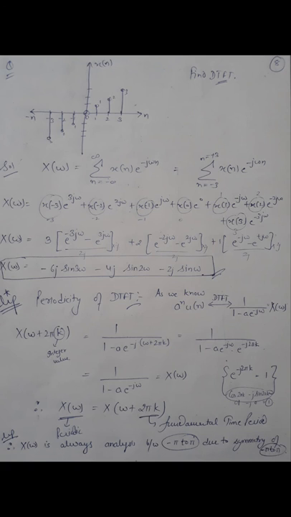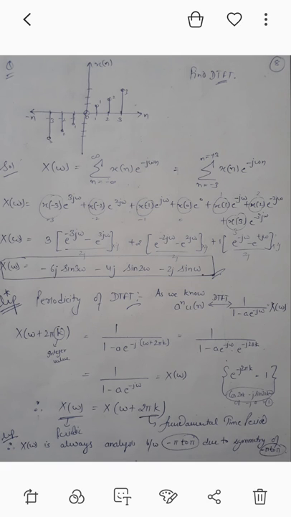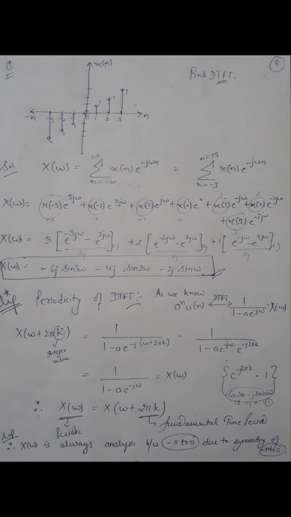We know that the DTFT of a^n u[n] is 1 upon 1 minus a e^(-jω), that is X(ω). DTFT is represented by X(ω). If we go for X(ω + 2πk), where k is an integer, it is 1 upon 1 minus a e^(-j(ω + 2πk)). Open this bracket: e^(-j2πk) is always 1. So it will again be 1 upon 1 minus a e^(-jω), which equals X(ω).